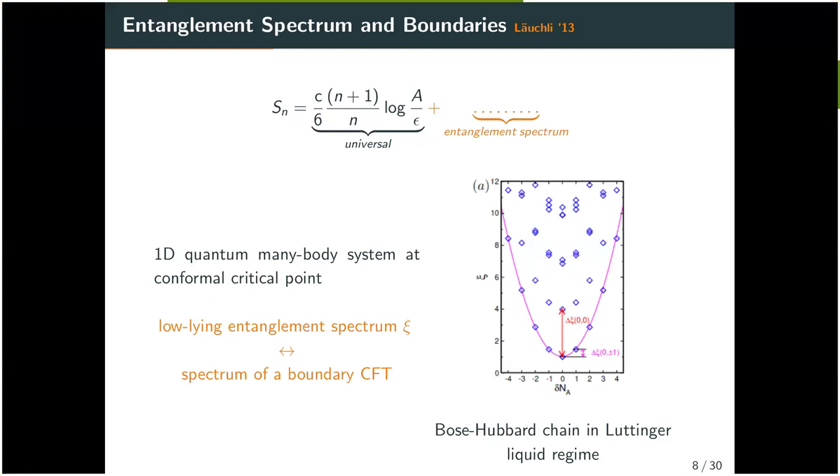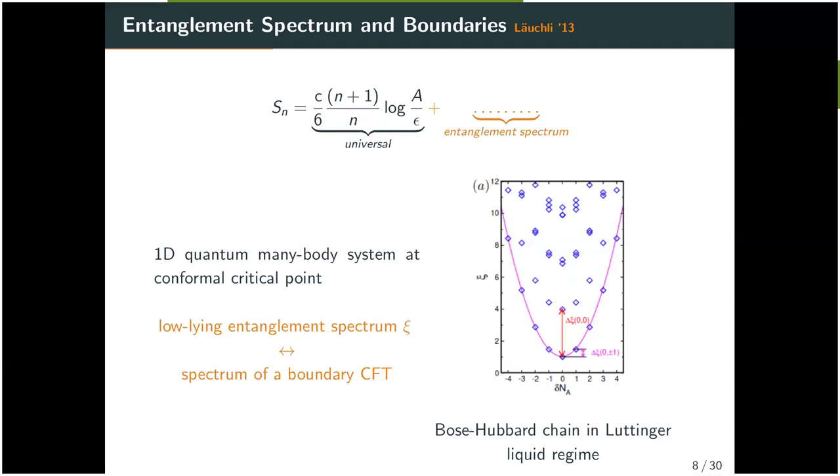I guess maybe the total particle number is conserved. So number in subsystem A plus number in subsystem B is conserved. Yeah, true, delta NA will go negative because it's a difference. Okay, that actually makes a lot of sense. All right, so where was I?